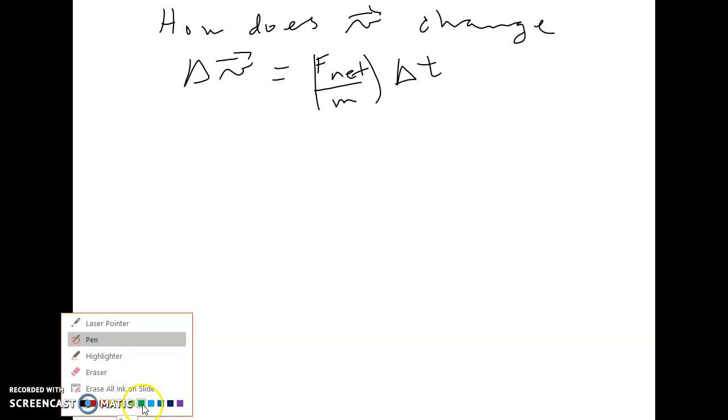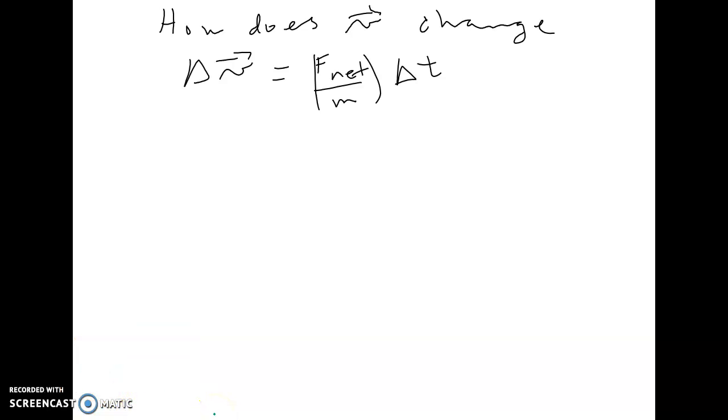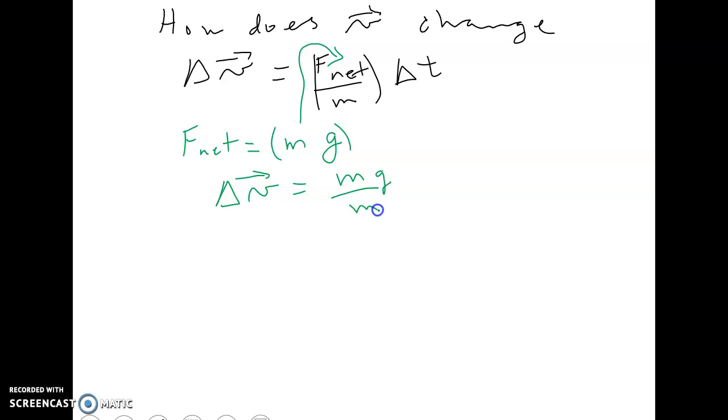So let me just change colors here for a moment to green. And we know that F net is the force of gravity, which is M times G. So if we put mg in for F net, that will mean that delta V is equal to mg over m times delta t. Well, the m's just cancel out, and so that just means that your change in velocity is going to be equal to g times delta t.